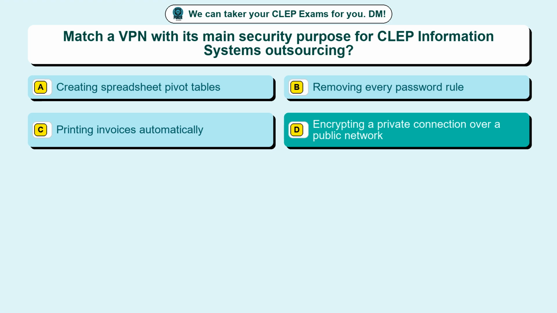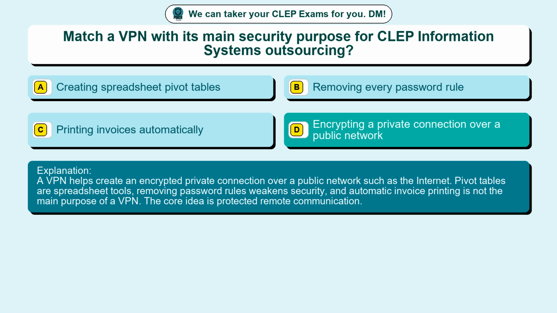The correct answer is option D. Encrypting a private connection over a public network. A VPN helps create an encrypted private connection over a public network such as the internet. Pivot tables are spreadsheet tools. Removing password rules weakens security, and automatic invoice printing is not the main purpose of a VPN. The core idea is protected remote communication.